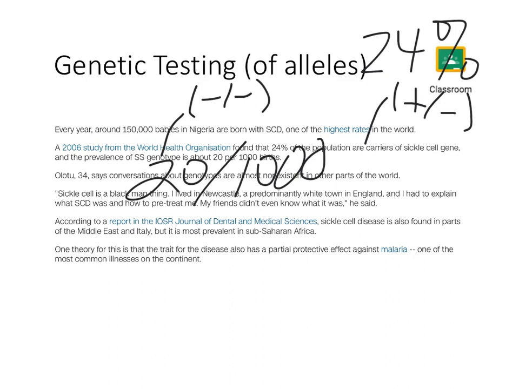Okay, so expectation, frequency of sickle cell disease, we're predicting should be 0.0144. What was it? In the article they said there's a certain frequency.